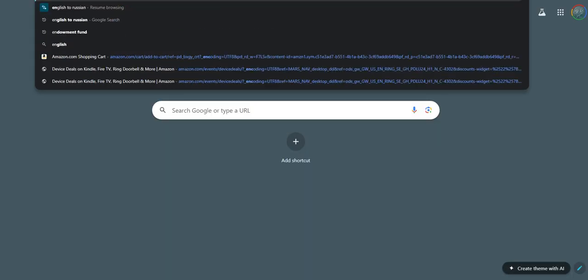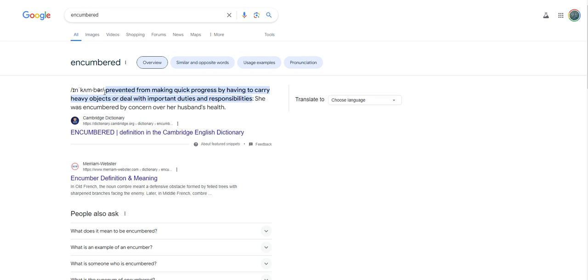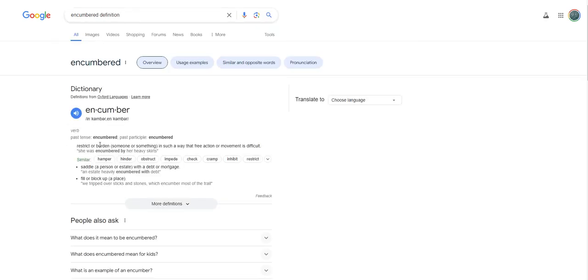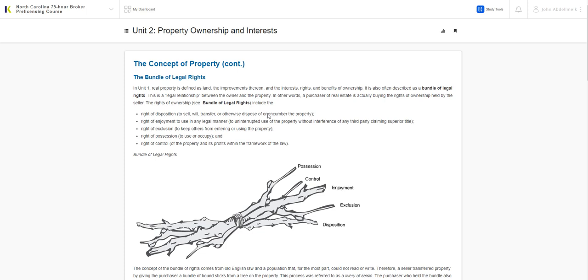We can easily look it up: prevented from making quick progress by having to carry; restrict or burden in such a way as to limit free action. So restrict the property, we can kind of estimate that. So I'm going to write: sell, will, transfer, dispose, or restrict property. I know restrict isn't the exact word, but it'll help when getting into it.